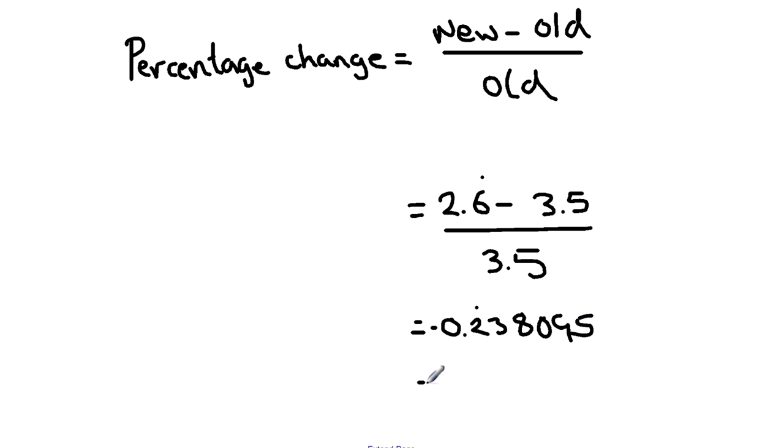minus 0.23805. So I'm going to multiply it by 100 to give us a percentage, so it'll be minus 23.8%. Therefore, Helen is wrong, because it's not less than 20%, it's minus 23%.